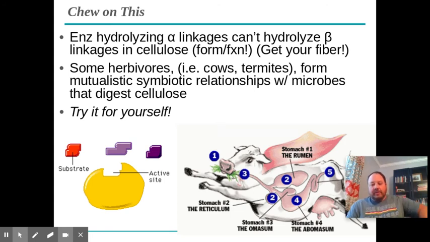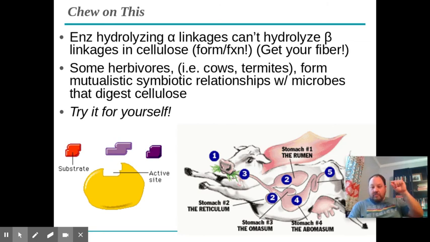A cool example is ruminants like cows. Cows will eat grass all day long, right? But cows do not get their nutrition from the grass directly. The cows feed the grass to bacteria that live in their stomachs, and the bacteria digest the cellulose and produce all sorts of nutrients and vitamins, and then the cows live off of what the bacteria produce. Termites do the same thing.